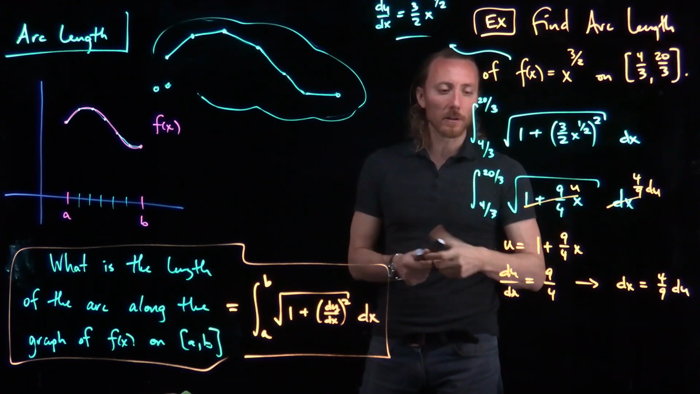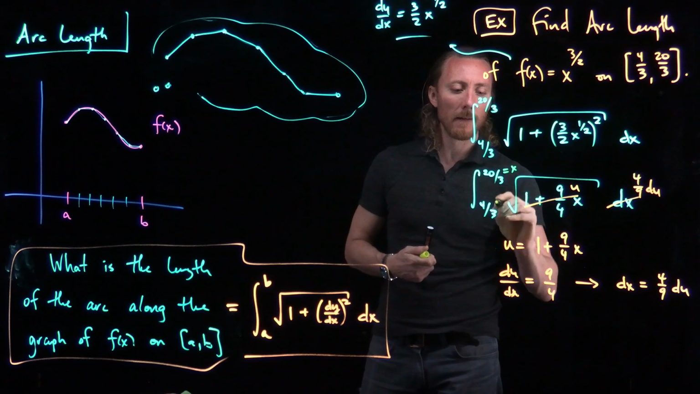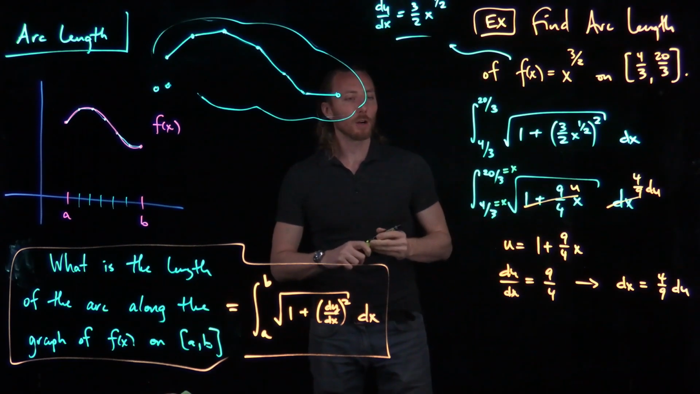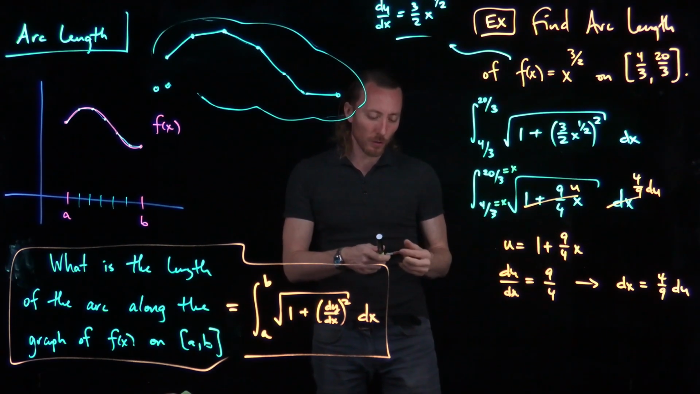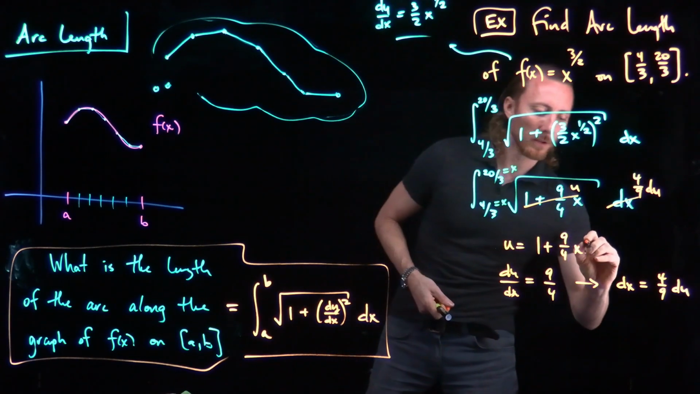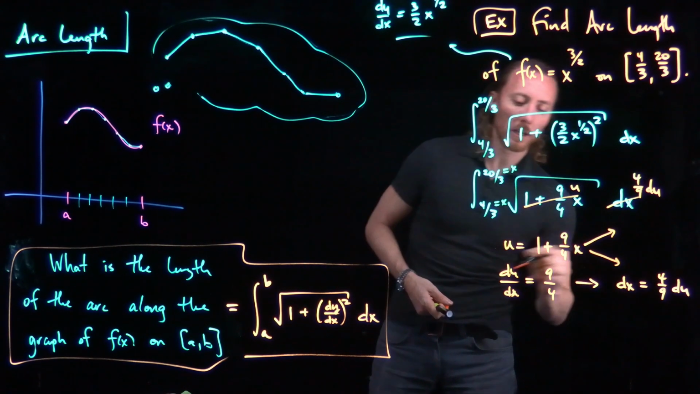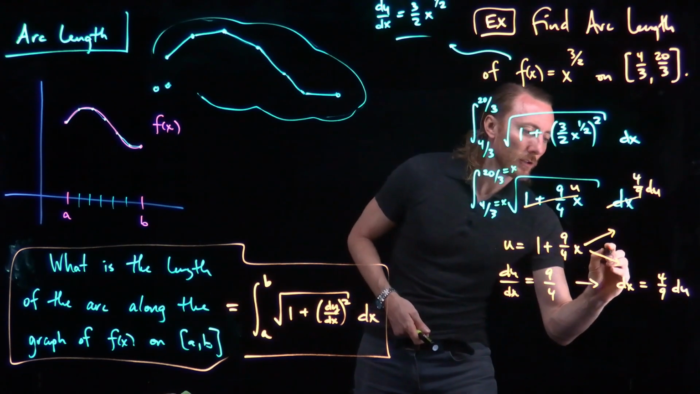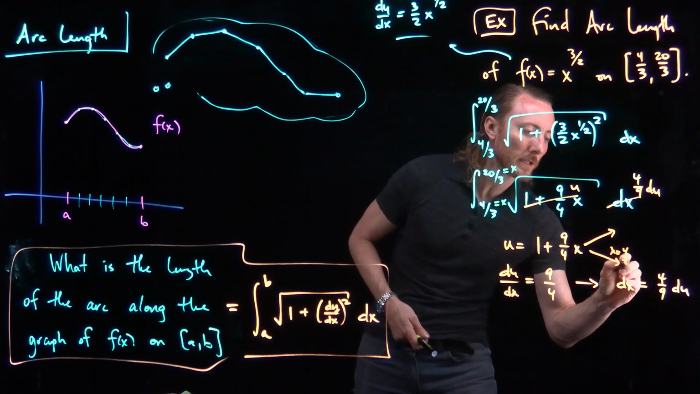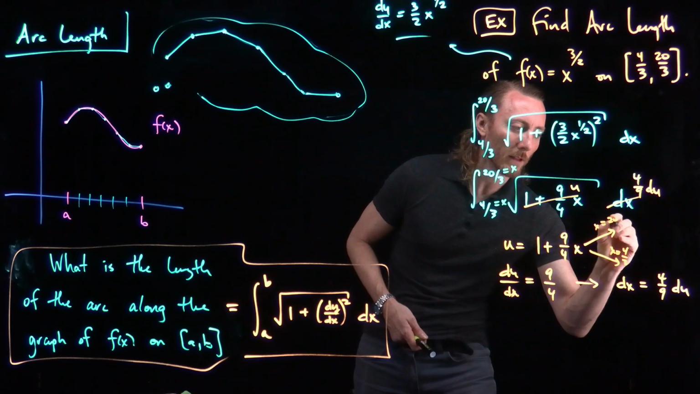Our original bounds are in terms of x. And so we're going to have to take our original bounds and write them in terms of u in order to get a new integral in terms of u. So looking at our bounds here, we can use the u equals something in terms of x to evaluate it at x equals 4/3 and evaluate it at x equals 20/3.